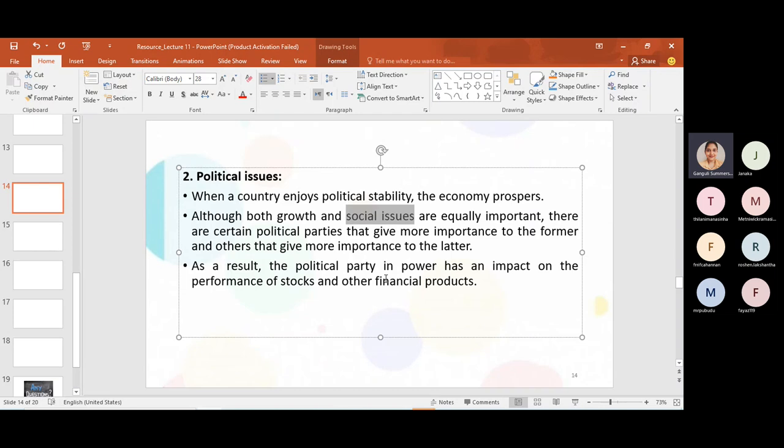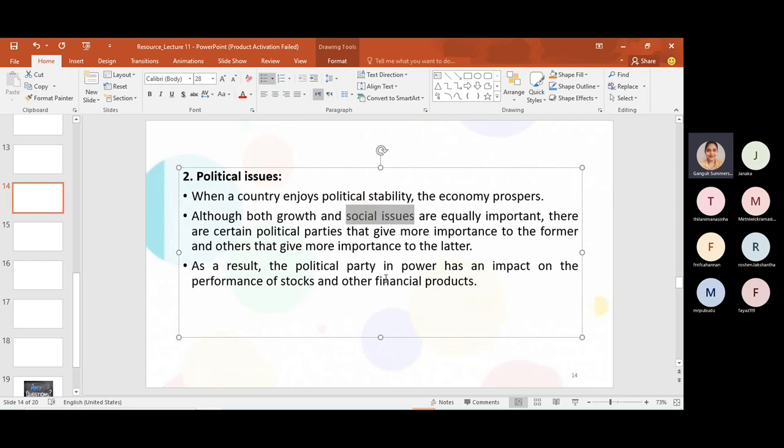It depends on the political party. If the political parties pay attention to economic growth, then they will do something to prosper the economy, and it is good for the economy and good for the businesses. But there can be some other political parties who pay attention to social issues. They do not pay much attention to economic growth. Instead of that, they pay attention to social issues.